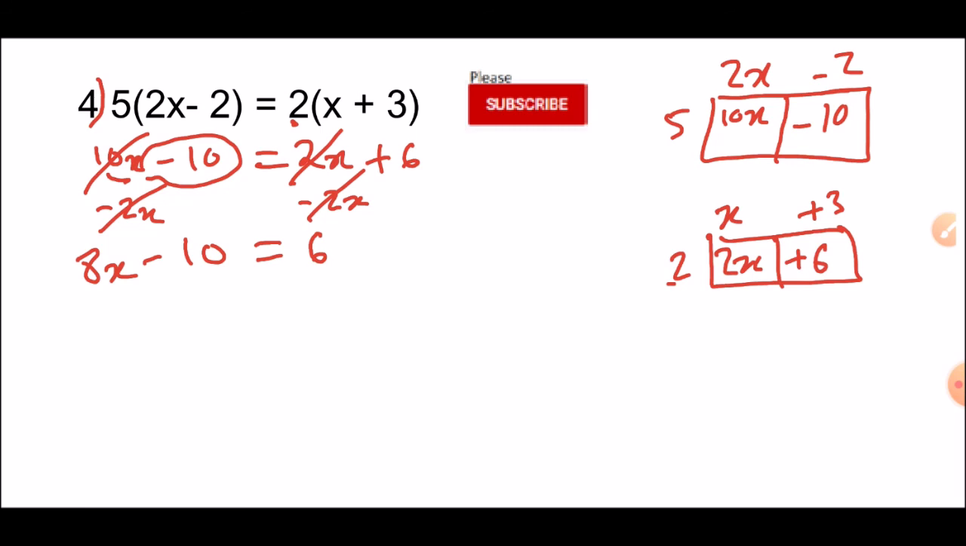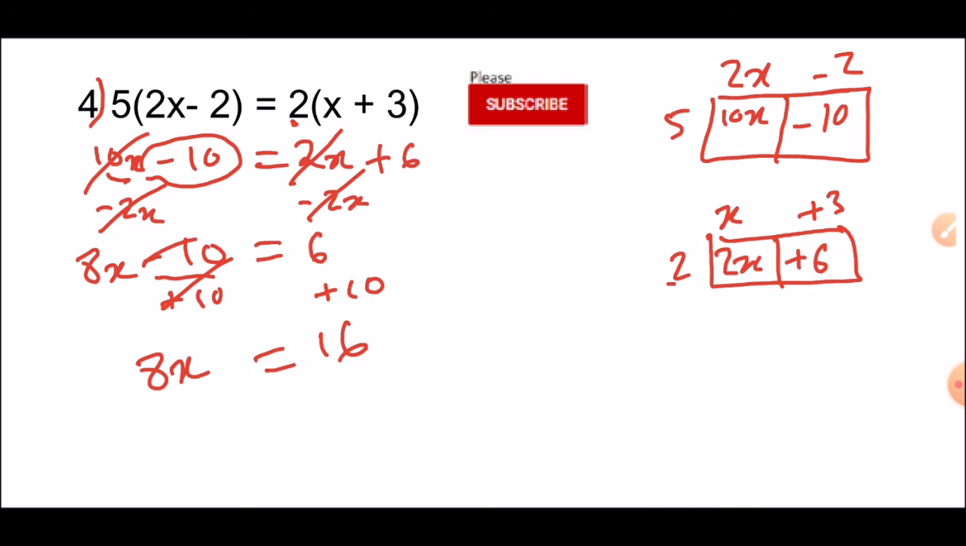And now to get the x on its own, I'll have to get rid of the minus 10. To do that, I'll have to add 10 to both sides. So 6 add 10 is 16. And on the left hand side, 8x, and the minus 10 and the plus 10 cancels out, so just 0. So 8x is equal to 16.